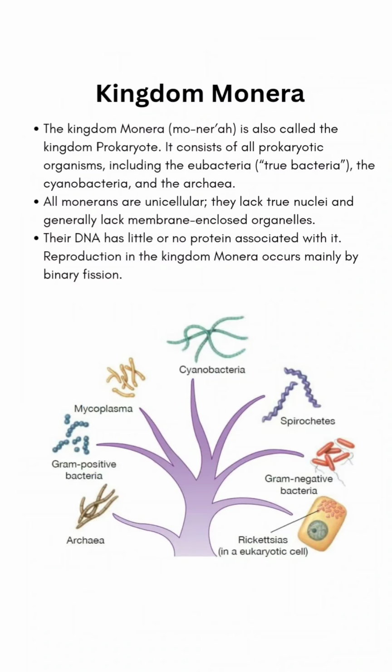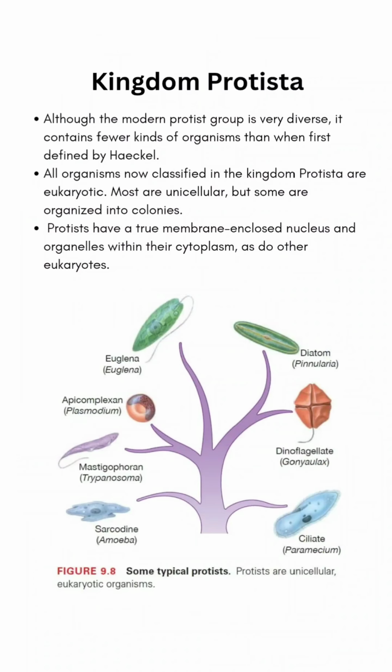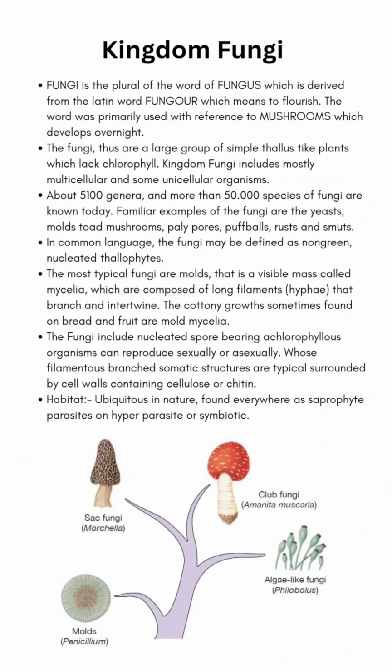It consists of all prokaryotes, including eubacteria, that is true bacteria, cyanobacteria and archaea. They are unicellular, lack a true nucleus and reproduce by binary fission. The second kingdom is Protista. Protista is a very diverse group, defined by Haeckel with fewer kinds of organisms. They are eukaryotic, unicellular and form colonies. They contain a true nucleus and other organelles.